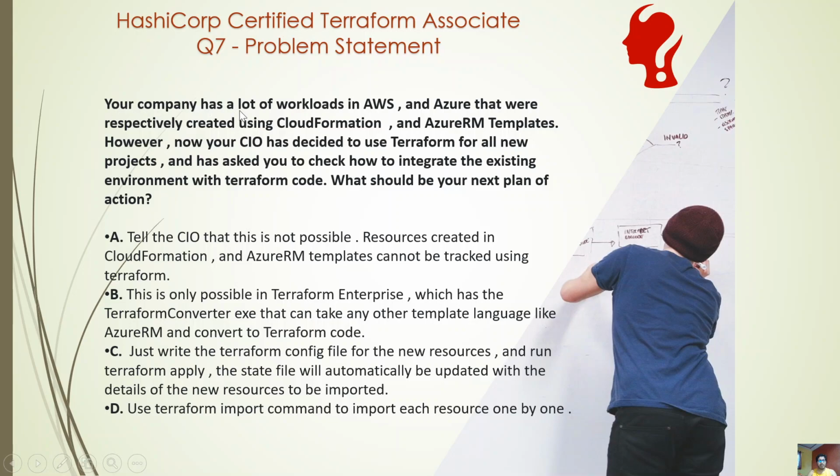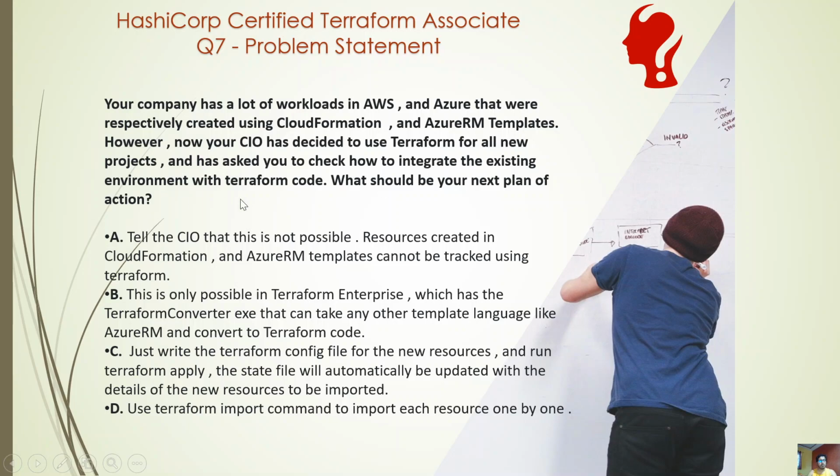So your company has a lot of workloads in AWS and Azure that were respectively created using CloudFormation for the AWS ones and AzureRM Templates for the Azure ones. However, now your CIO has decided to use Terraform for all new projects and has asked you to check how to integrate the existing environment with Terraform code. What should be your next plan of action?